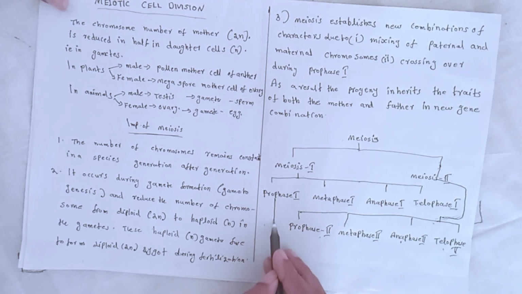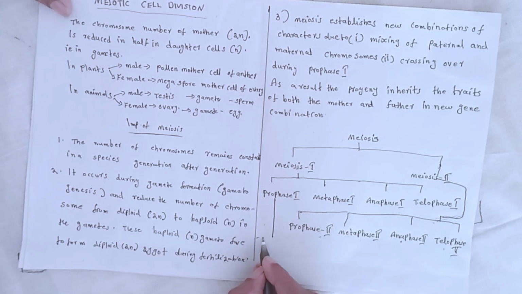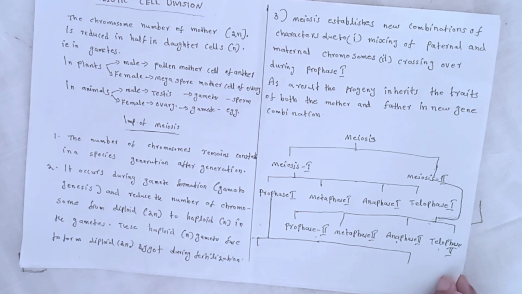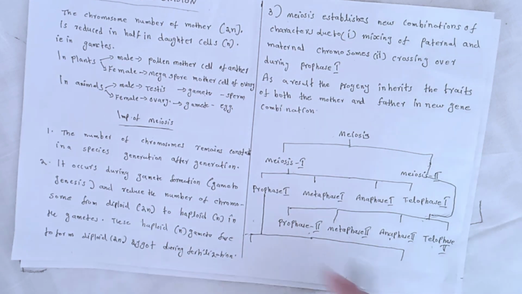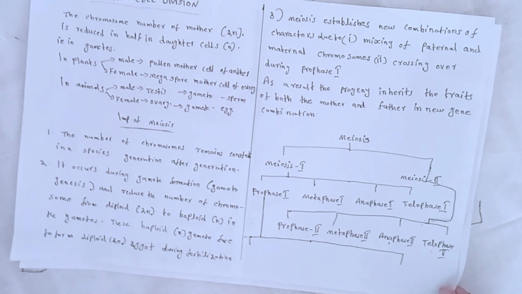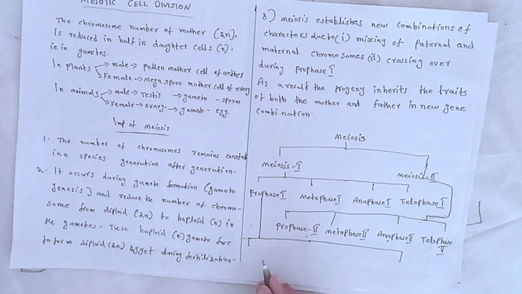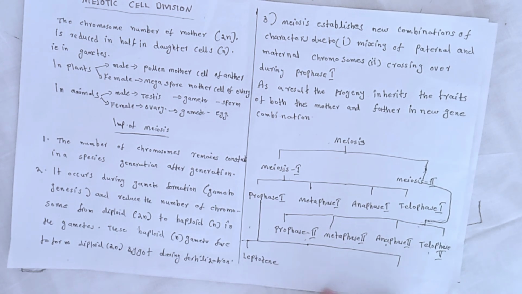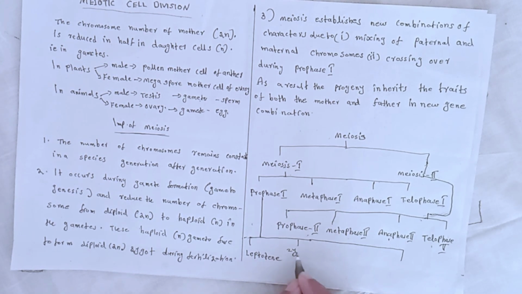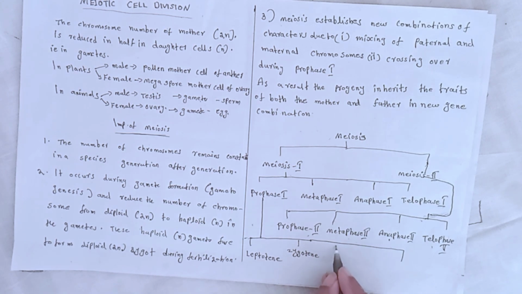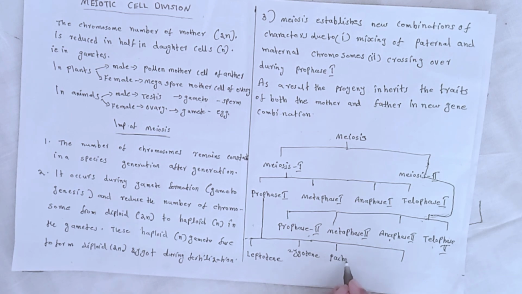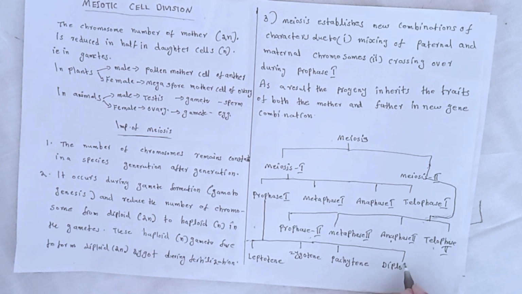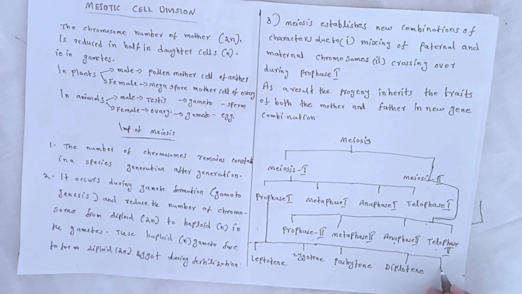Prophase 1 is one of the longest steps in meiosis 1. Prophase 1 has 5 substages. It is the longest phase in meiosis altogether. The substages are leptotene, zygotene, pachytene, diplotene and diakinesis.